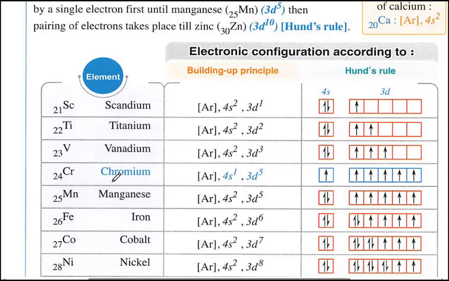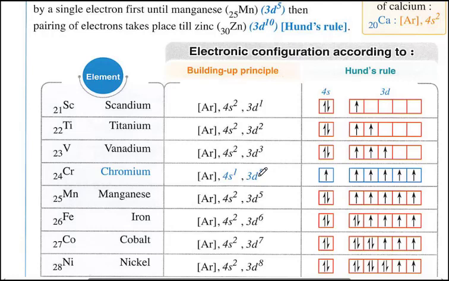Here chromium, the same rule, but it is abnormal. Chromium 24 is supposed to be argon 4s2 and 3d4. There is no 3d4 or 3d9 in the main transition element electronic configuration. So this is argon 4s1 3d5. The 3d takes one electron from the 4s2 electrons and forms 3d5.